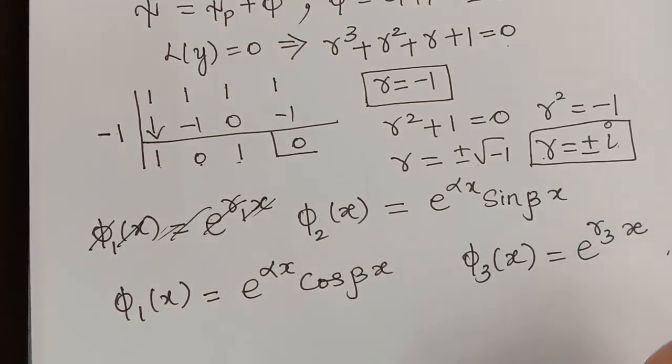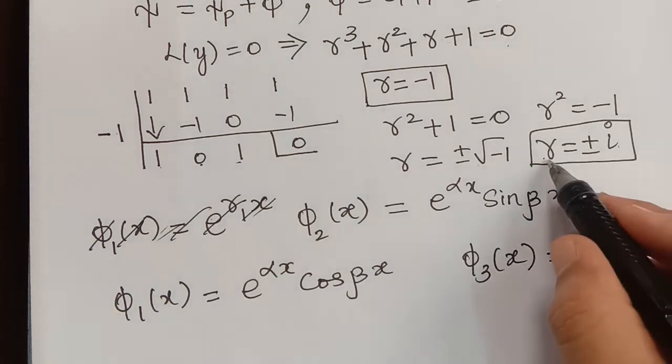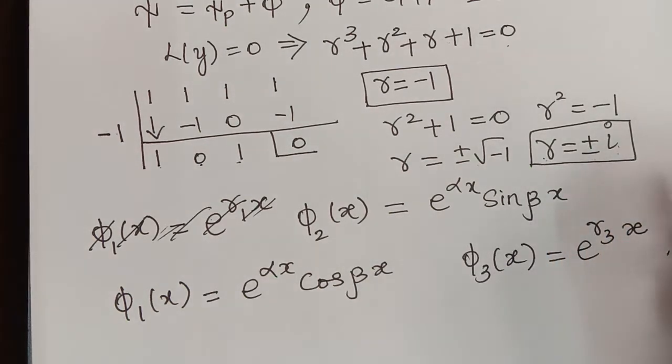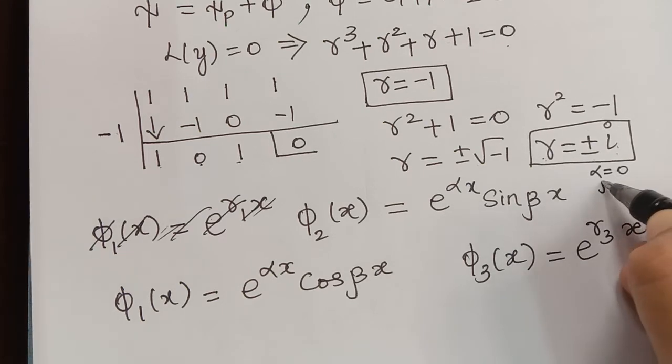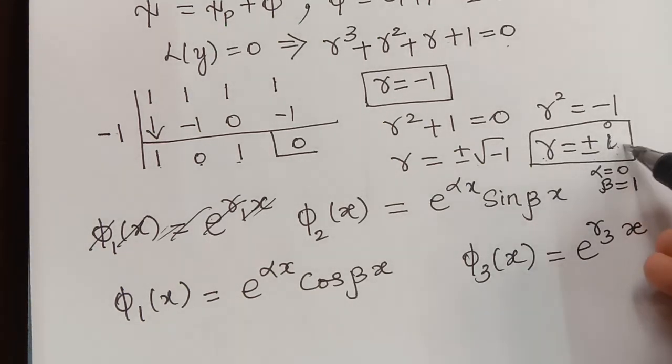Now we shall substitute one by one. Here r is equal to plus or minus i. So from this we see that the value of alpha is equal to 0, and the value of beta is equal to 1, that is, the imaginary part.